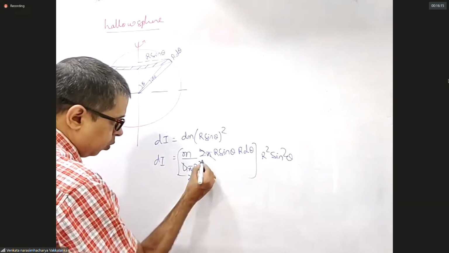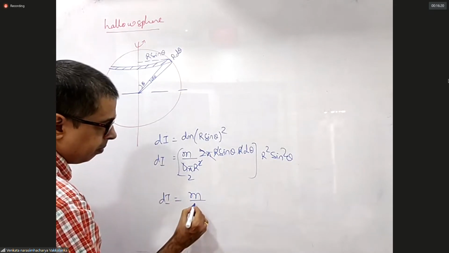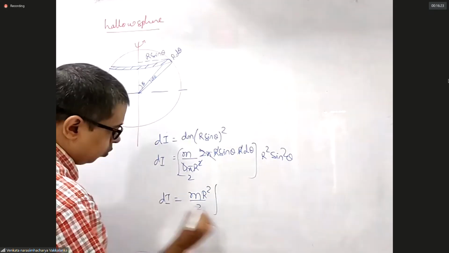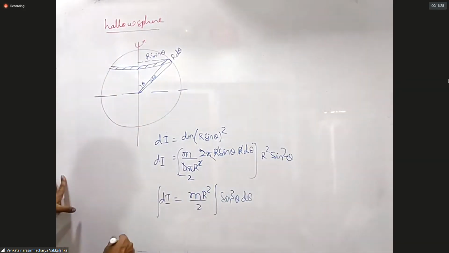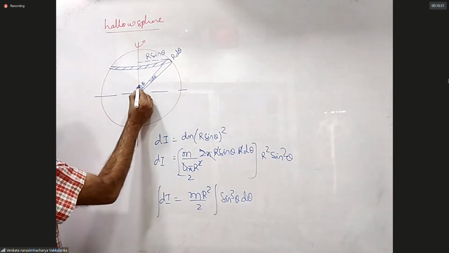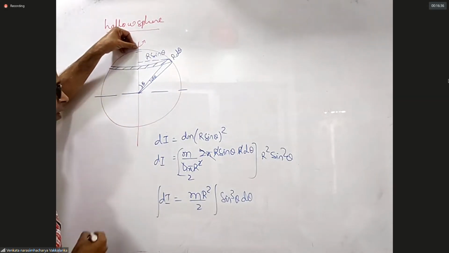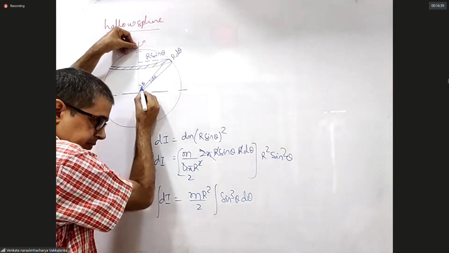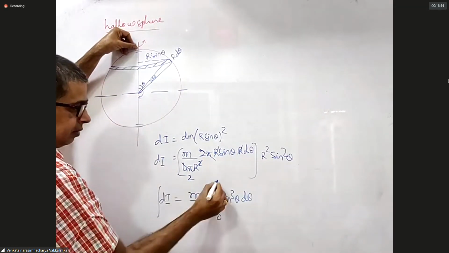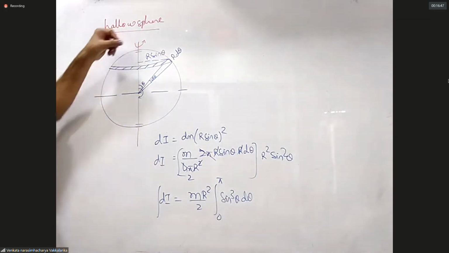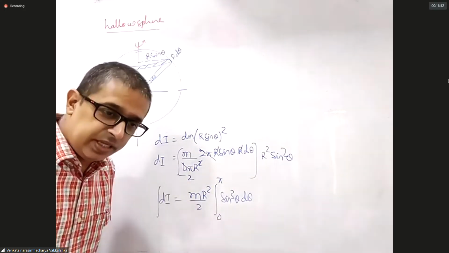This will be M r squared by 2 integral of sin cube theta d theta. The least value of theta is when I consider the ring here. When the ring is here, what will be the value of theta? 0 degrees. When the ring is here, what will be the value of theta? 180 degrees. That's my limit. How do you want me to integrate sin cube theta?